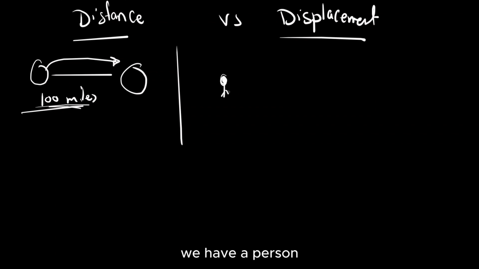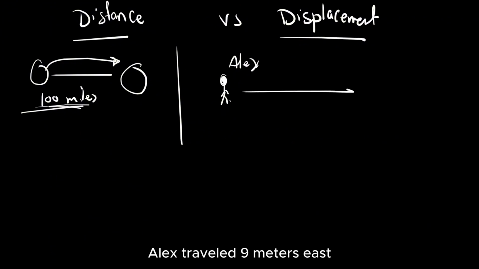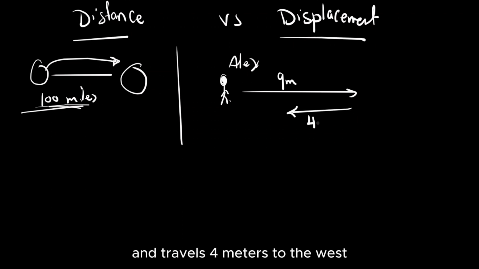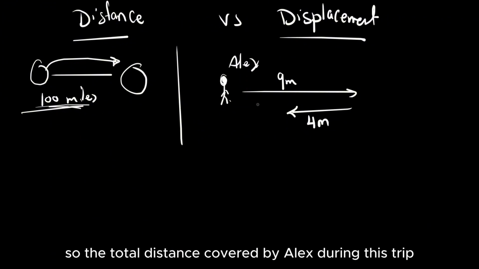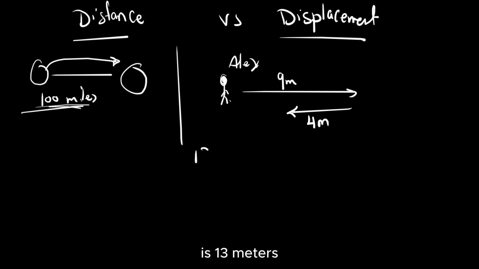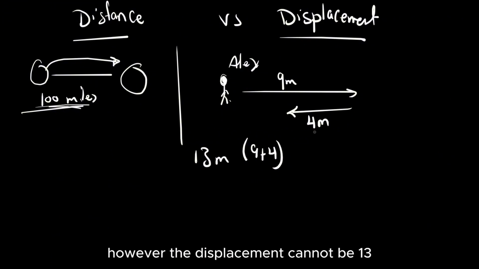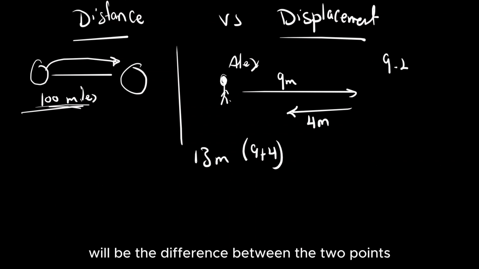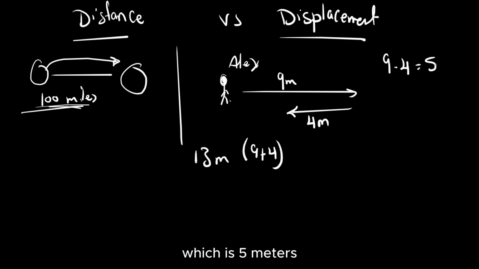We have a person, let's call him Alex. Alex traveled 9 meters east, and then he turns around and travels 4 meters to the west. So the total distance covered by Alex during this trip is 13 meters, or 9 plus 4. However, the displacement cannot be 13, but rather the displacement will be the difference between the 2 points, which is 5 meters.